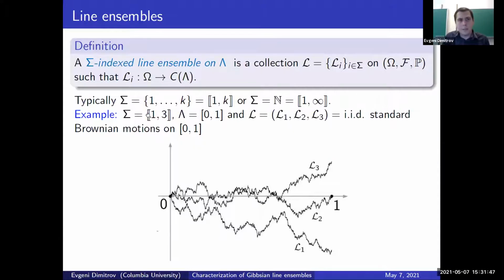So first of all, what is a line ensemble? A sigma-indexed line ensemble on an interval lambda is just a collection of random continuous functions that are defined on the same probability space. These functions are labeled by an index set capital sigma, which for the purposes of this talk would be just some set of consecutive integers starting from 1, which could be either finite or infinite. So in plain terms, a line ensemble is just a finite or countably infinite collection of random continuous functions on the same space. As a simple example, we can consider the case when sigma is the set 1, 2, 3, lambda is the unit interval, and then three independent standard Brownian motions form a line ensemble with 3 lines. And this is how it looks.